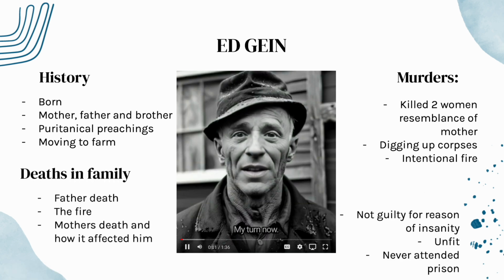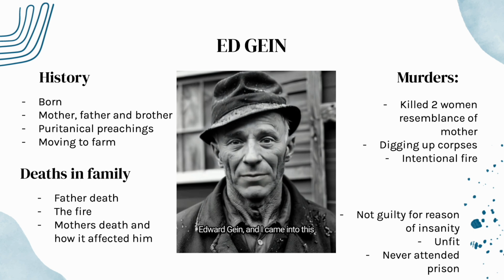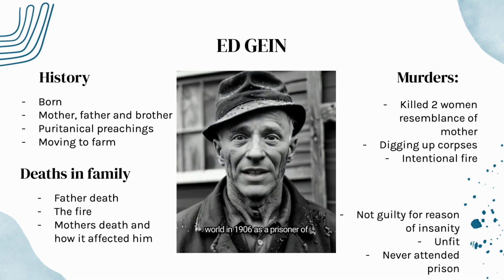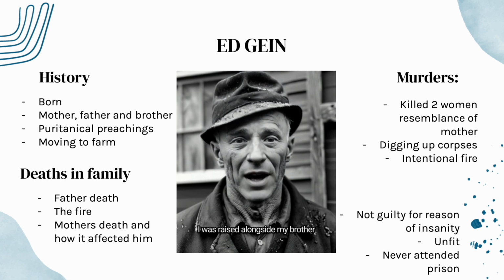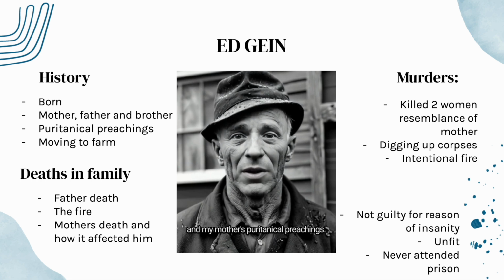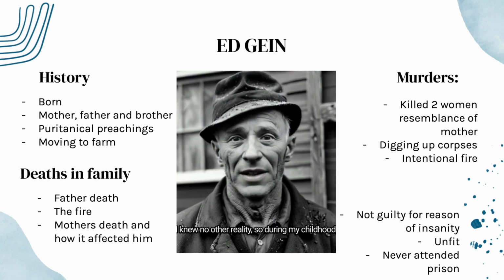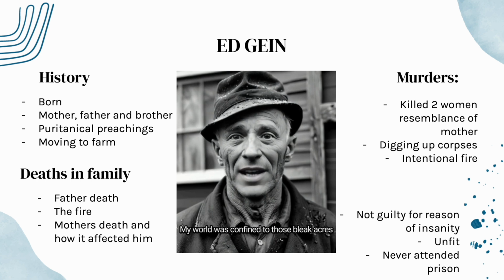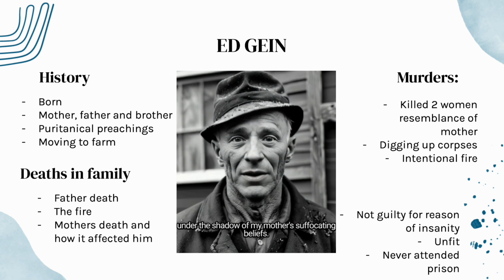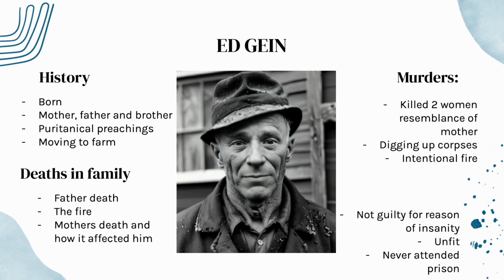My turn now. Oh, and by the way, I am Edward Gein. And I came into this world in 1906 as a prisoner of my father's alcoholism and my mother's fanaticism. I was raised alongside my brother and my mother's puritanical preachings. I knew no other reality. So, during my childhood, I rarely left our farmhouse except for school. My world was confined to those bleak acres under the shadow of my mother's suffocating beliefs.